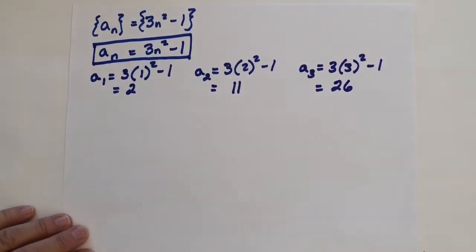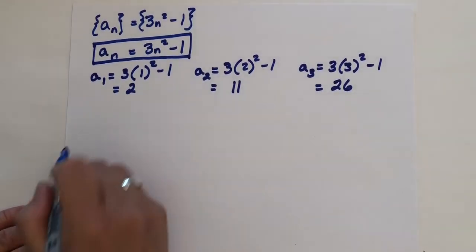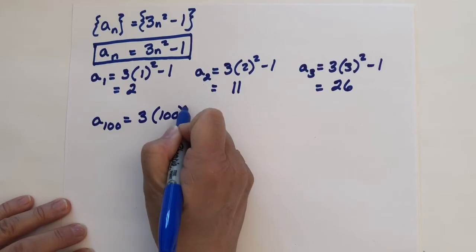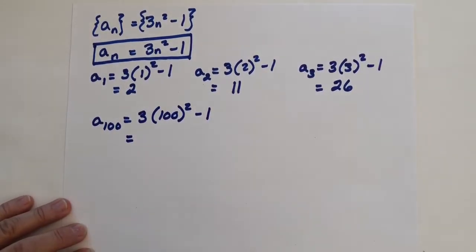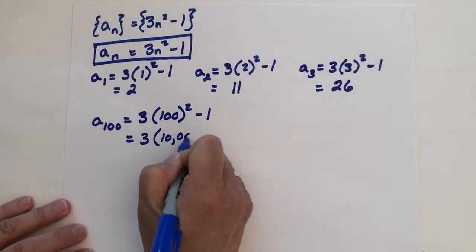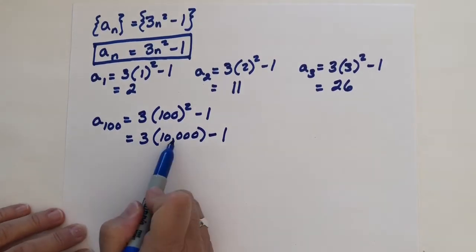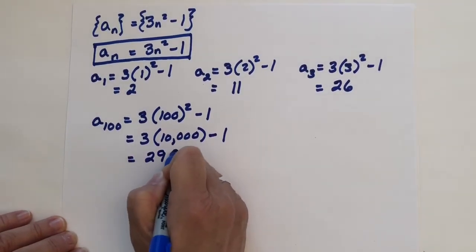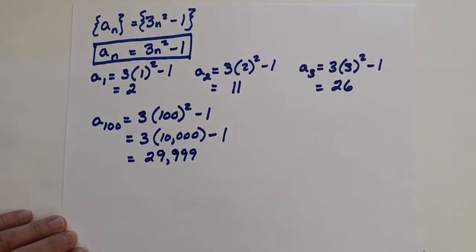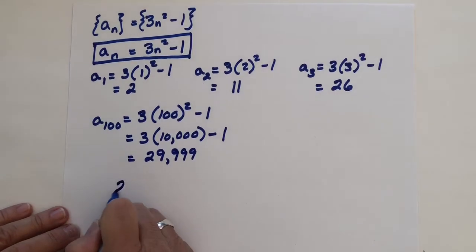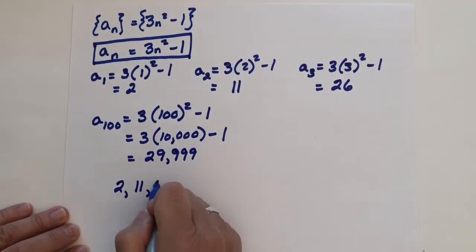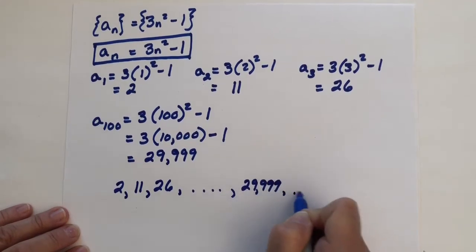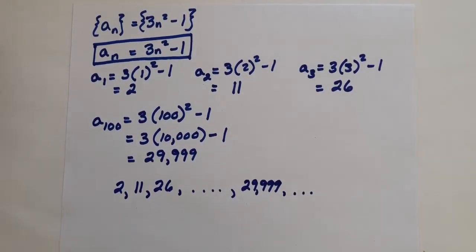But with this kind of formula, I could certainly just jump to the 100th term. We could find the 100th term without a problem. Pop the 100 in for n. 100 squared, what is that, 10,000? So we have 3 times 10,000, that's 30,000 minus 1. So it's 29,999. So this particular sequence, if you were looking at the list, starts with a 2, then there's an 11, next is a 26, and you keep going, and out here at the 100th term is 29,999, but on it would go. Let's look at another sequence.